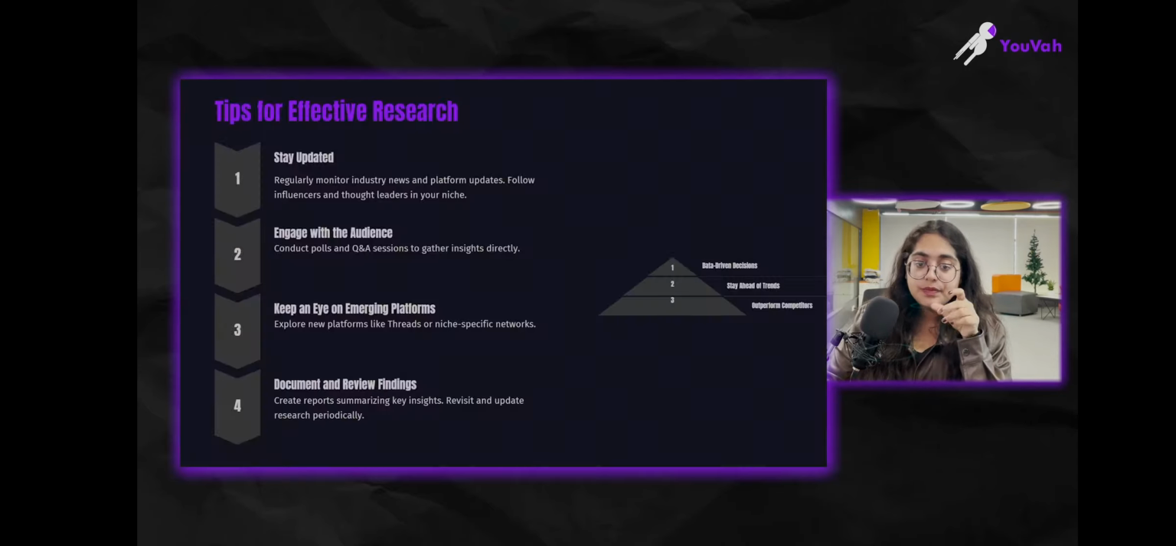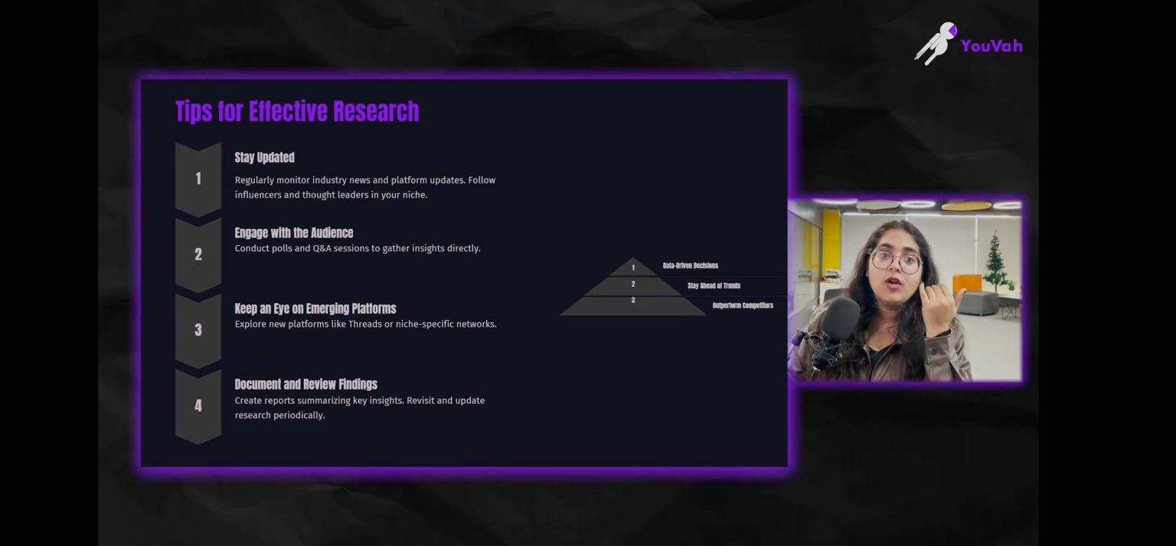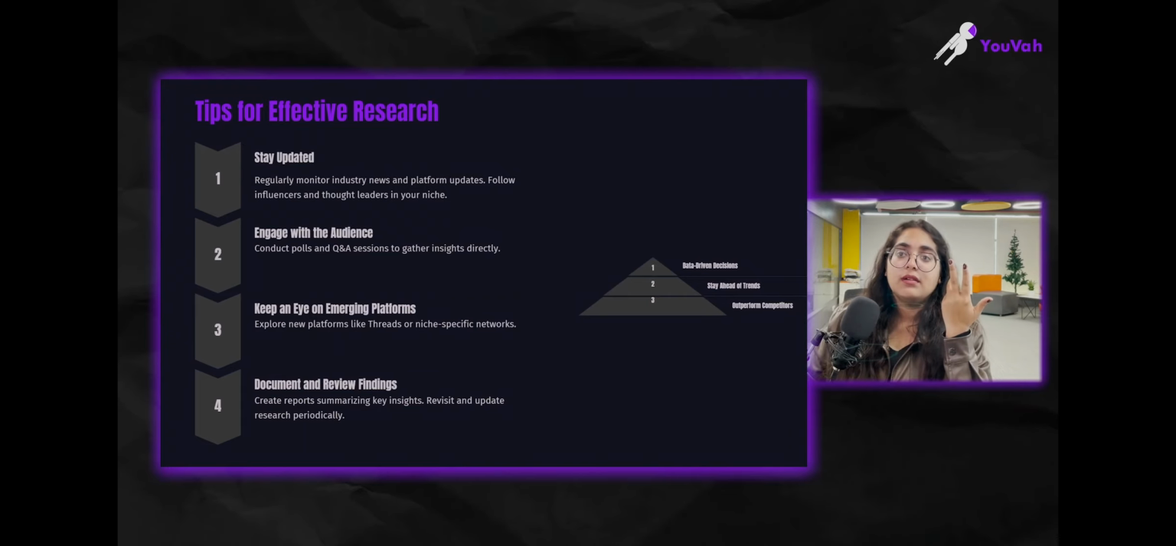Now, some tips from my side for effective research. Stay updated. Check all the possible platforms to see what the status is, right? See the influencers, see what their niche is and everything. Then engage with the audience, in the sense of conducting frequent polls, getting their feedback, seeing what is working for them and what is not. Keep an eye on emerging platforms. For example, at the time of COVID, Reels came, and people were more inclined towards it. Whoever leveraged it was able to get more followers. So taking advantage would also work here.